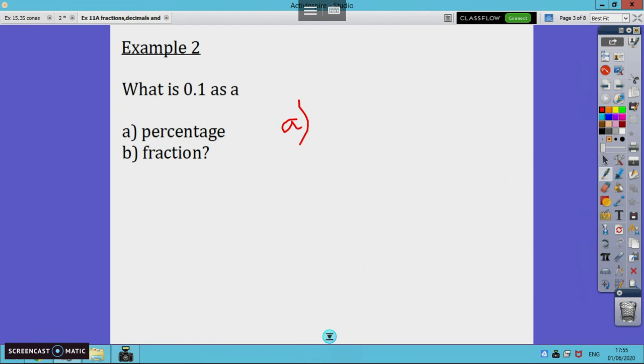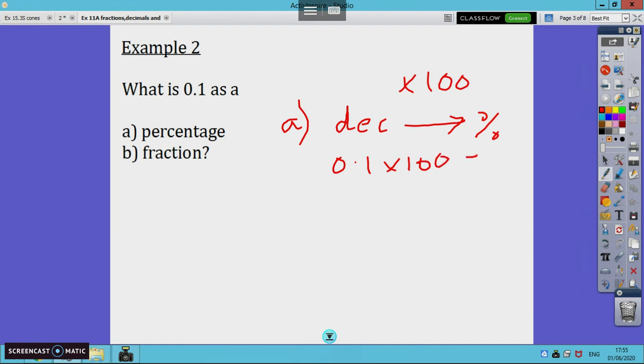0.1 is a decimal. Now to go from decimal to percentage, we go the other way round. We have to multiply by 100. Okay? So decimal to percentage, we multiply by 100. So 0.1 multiplied by 100 is 10. And we can't forget the percent. Okay, mustn't forget the percent.